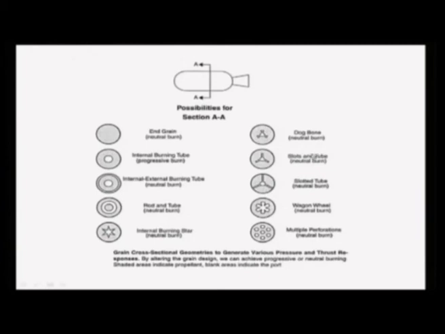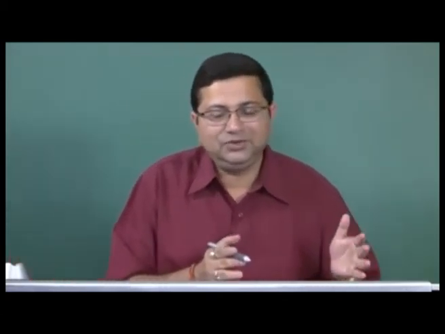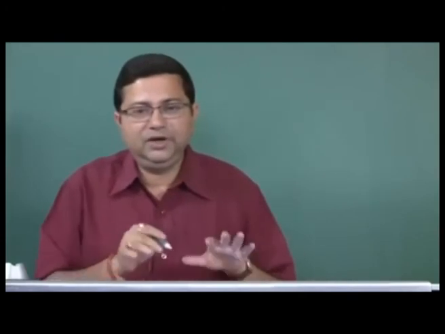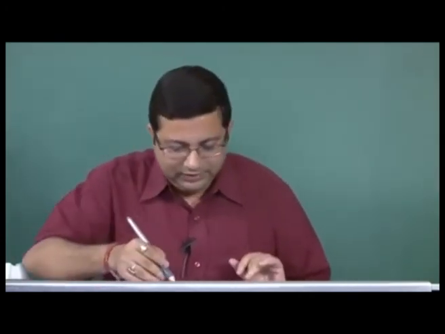Then we have slots and tubes, which also give neutral burning: internal external burning tube, neutral burning; slotted tube, also neutral burning; rod and tube, also neutral burning; wagon wheel, neutral burning; internal burning star, also neutral burning, or multiple perforations. As you can see here, more often than not we actually go for neutral burning. Why? Because then my chamber pressure remains constant, and if chamber pressure remains constant, my nozzle behaves properly. If the chamber pressure starts to change, your nozzle will not be producing the required thrust, because the nozzle inlet conditions keep on changing. Therefore, it is always advisable to go for a neutral burning so that the chamber pressure remains constant. That is why most of these configurations give us neutral burning.